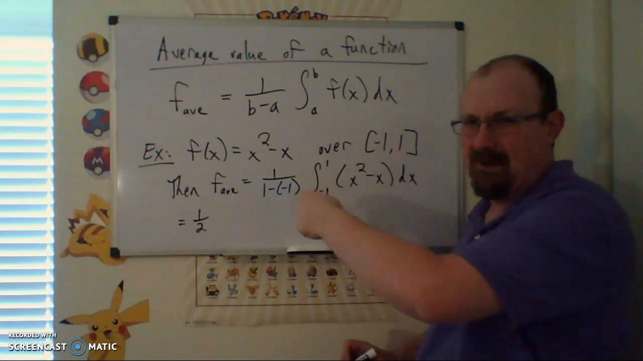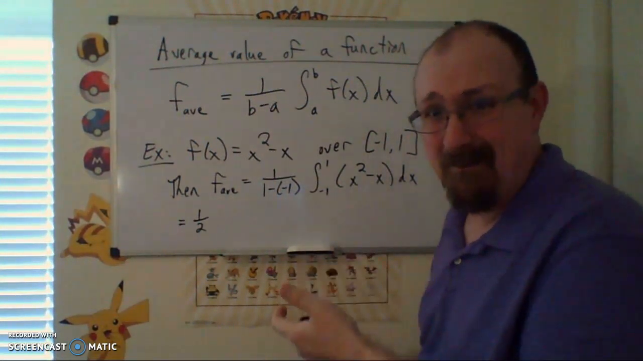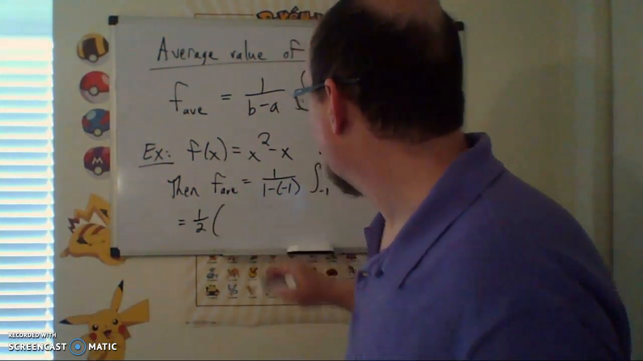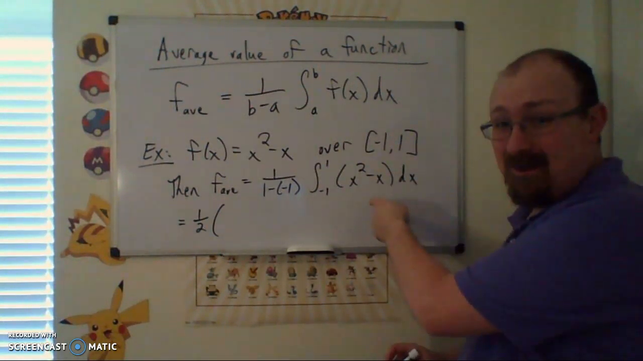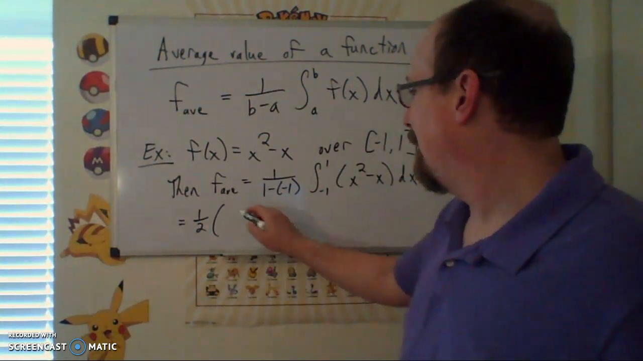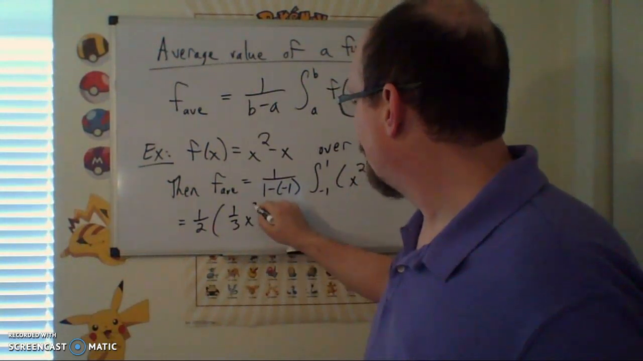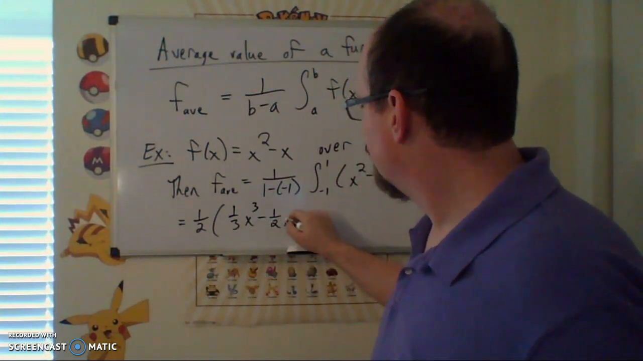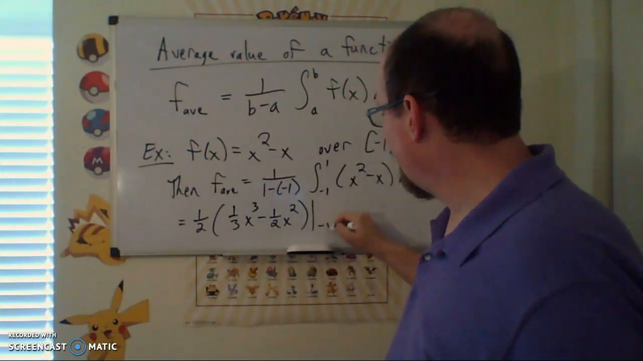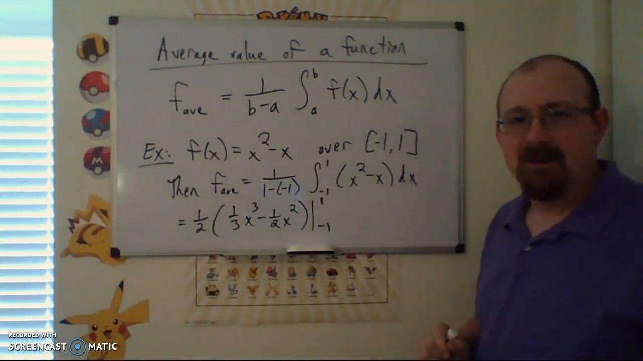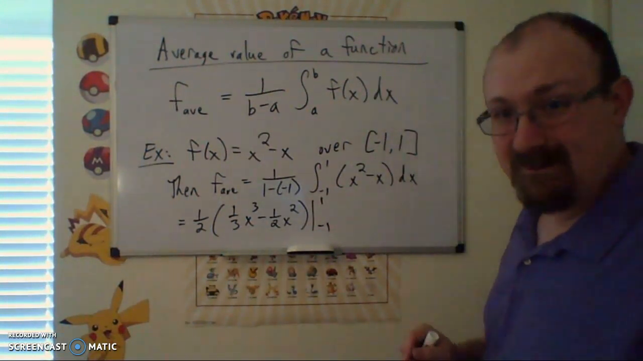Sometimes students write it here and then they get so caught up in the calculus they forget about it. So anyway, I got the 1/2. My antiderivative, thanks to using the power rule a couple of times, would look like 1/3 x cubed minus 1/2 x squared. Evaluate that at 1, evaluate that at -1.